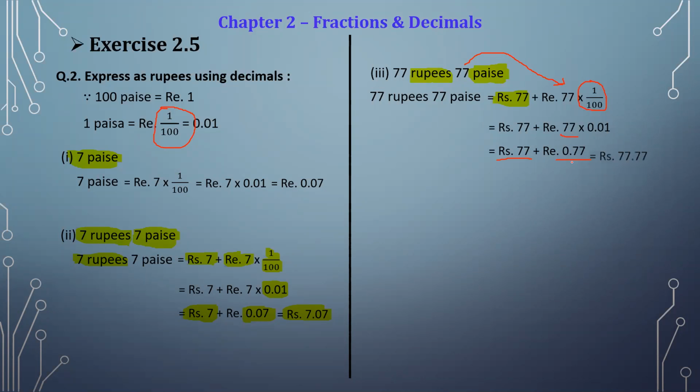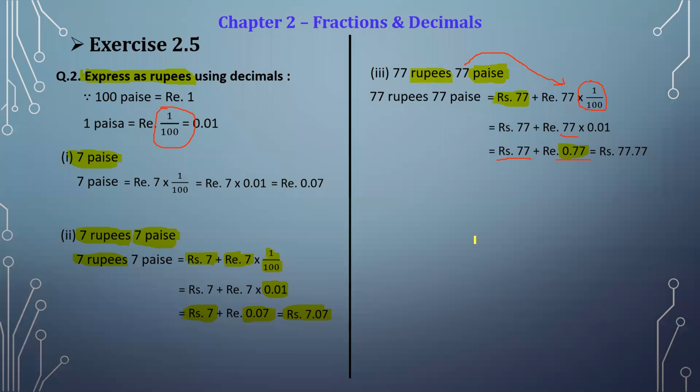Now just add these two values, 77 plus 0.77. After adding those values, we get Rs 77.77, which is the conversion of paise into rupees. Because our question says, express as rupees. So we have to convert paise into rupees and obtain the final answer in terms of rupees. You can also write the symbol Rs or Re.